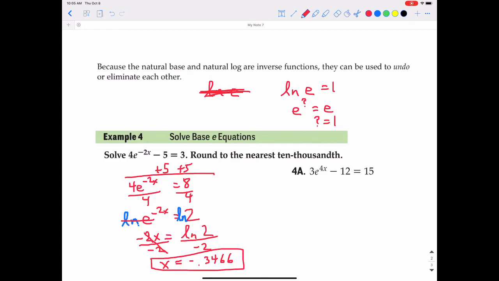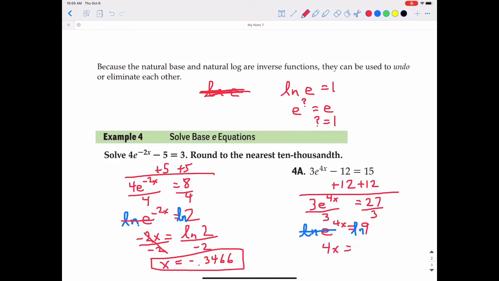On 4a, it's going to be solved very similarly. Add 12 to both sides. So 3e to the 4x power equals 27. Divide by 3. So e to the 4x power equals 9. And now we can do a natural log of both sides to cancel out that e. So that gives me 4x equals the ln of 9. Divide by 4. And to 4 decimal places, 0.5493.